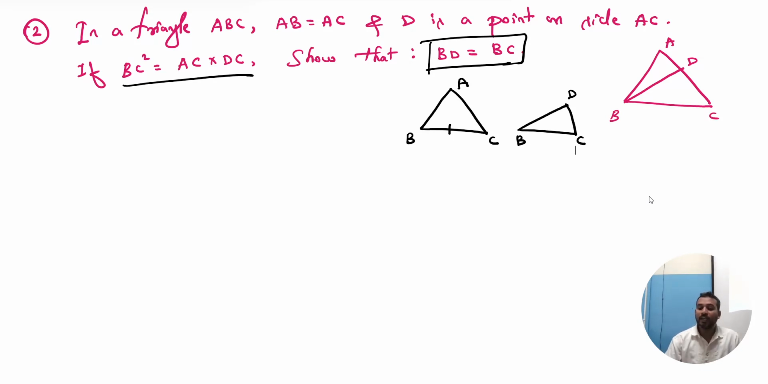Why I'm not taking ABD? Because I want BC. I have to prove BD is equal to BC. So I want BD side and I want BC side. Since I want BD and BC, I am not taking this upper triangle, because in the upper triangle I am getting AB. Here there is no requirement of AB. I want only BD and BC. Where are BD and BC? In this triangle, BD and BC exist in the lower triangle. So that is what I did, I am taking the lower triangle.